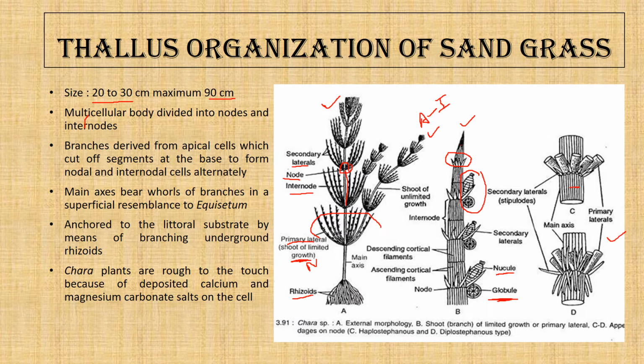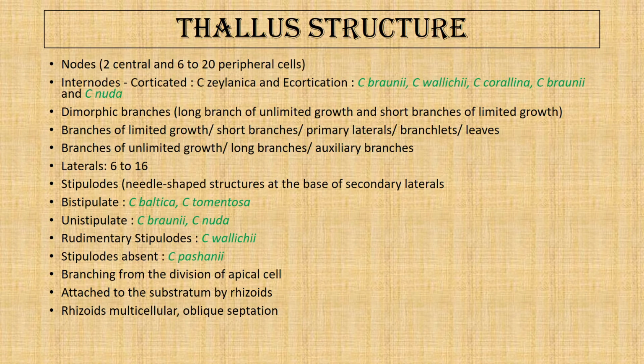So this is the furthermore zoomed picture, where we see the main axis, the internodal cells, and the node from where arise the primary laterals, and from the base of the primary laterals we see the stipulodes. These are the points that I was discussing in the earlier slide.